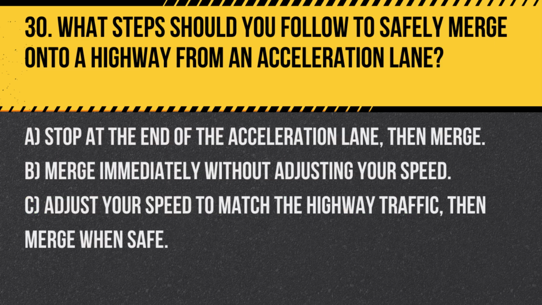Question 30. What steps should you follow to safely merge onto a highway from an acceleration lane? A. Stop at the end of the acceleration lane, then merge. B. Merge immediately without adjusting your speed. C. Adjust your speed to match the highway traffic, then merge when safe. Answer. C. Adjust your speed to match the highway traffic, then merge when safe. This ensures a smooth and safe entry into faster-moving traffic without causing disruption.